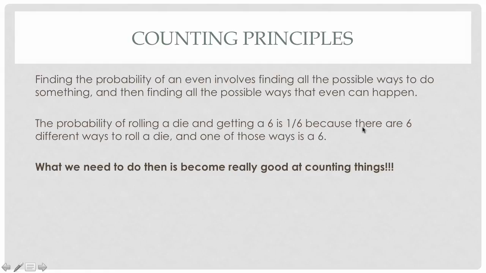I can get the numbers 1, 2, 3, 4, 5, or 6. Those are all the possible outcomes. But the one I want is the number 6. So there's 1 six out of all 6 possible outcomes. So the probability is 1/6.